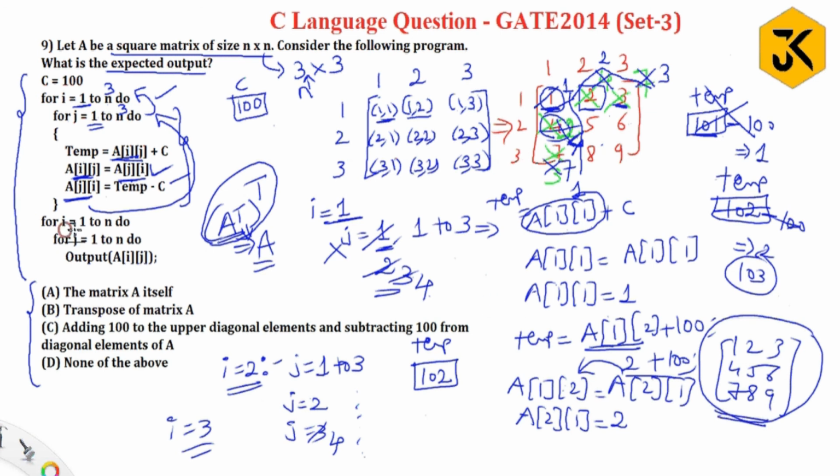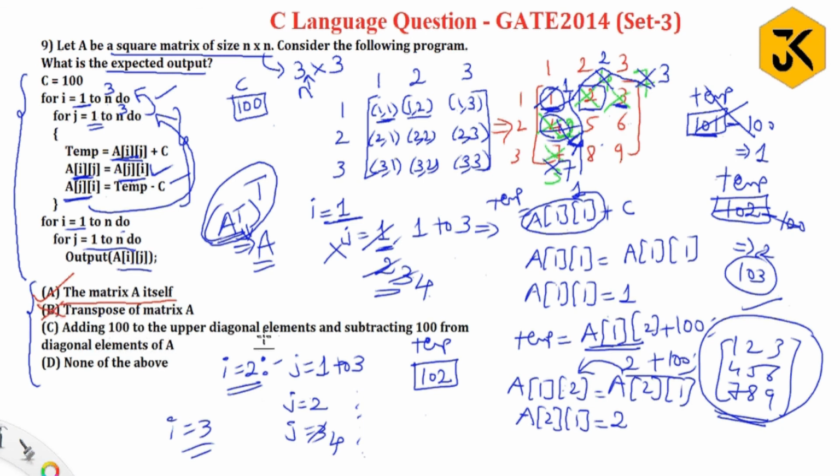So if I try to print, for i equal to 1 to n, for j equal to 1 to n, output of A of ij, you will get the same answer. So the answer is option A, the matrix A itself. To get the transpose of the matrix, if I have only one for loop, then only you will get the transpose of the matrix. So option B is wrong.